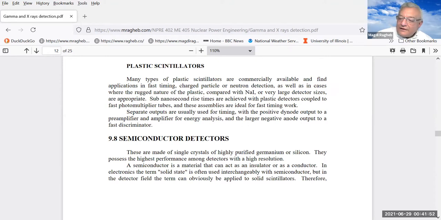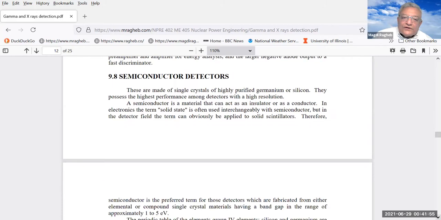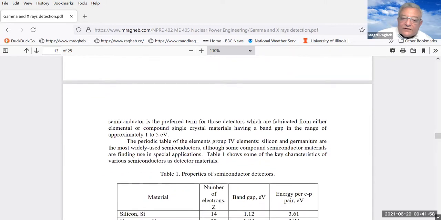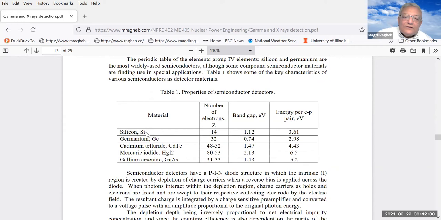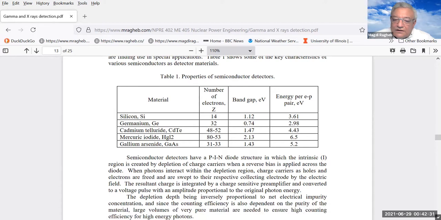Some scintillators use just plastic materials, very rugged. And lately, these tubes that I've shown you, the yellow ones, are replaced by semiconductor devices. So you use semiconductor silicon or germanium or cadmium telluride, mercuric iodide, gallium arsenide. Of course, this is used in computer chips. And in that case, you find that different materials have different number of electrons. And basically, for electron pair production, remember one of the processes of gamma ray detection, they have different efficiencies in measuring the radiation.